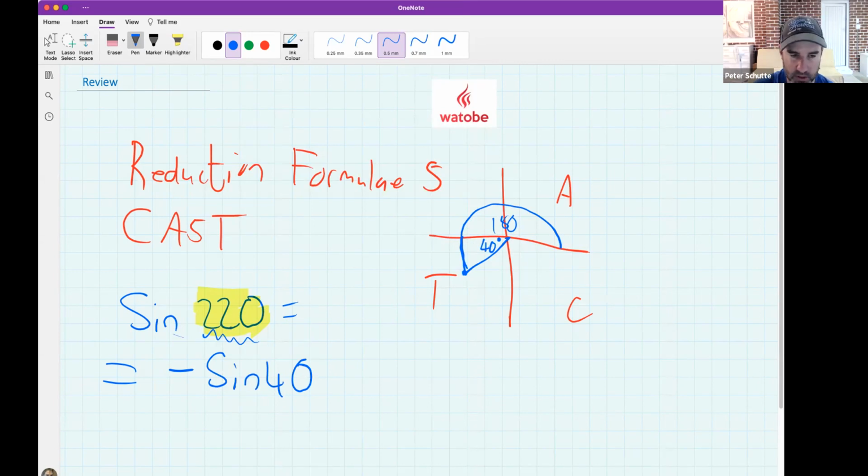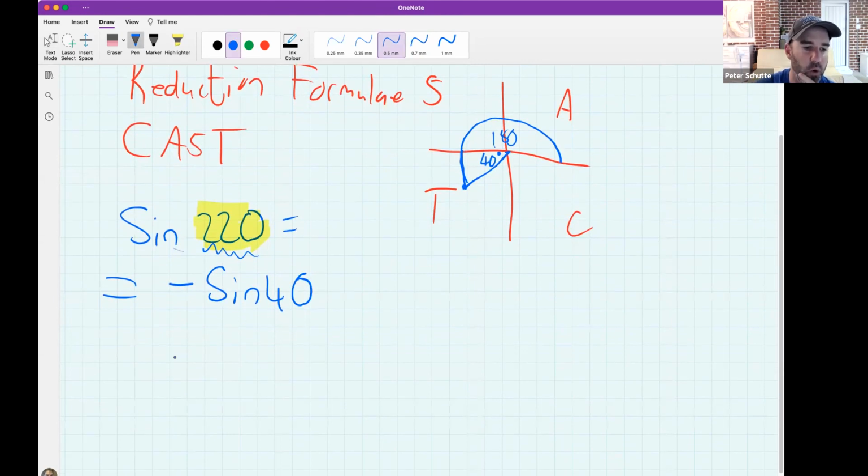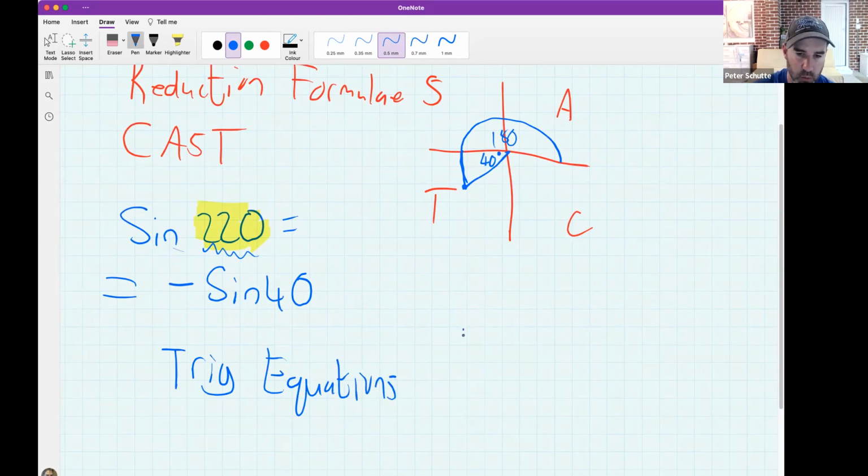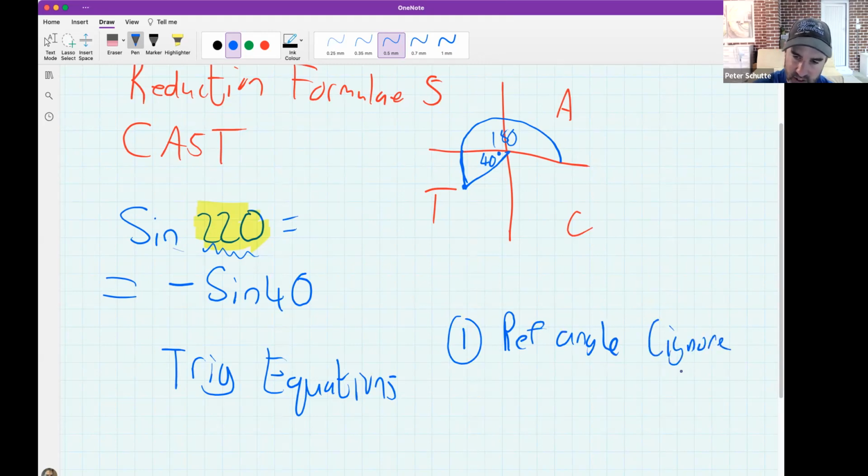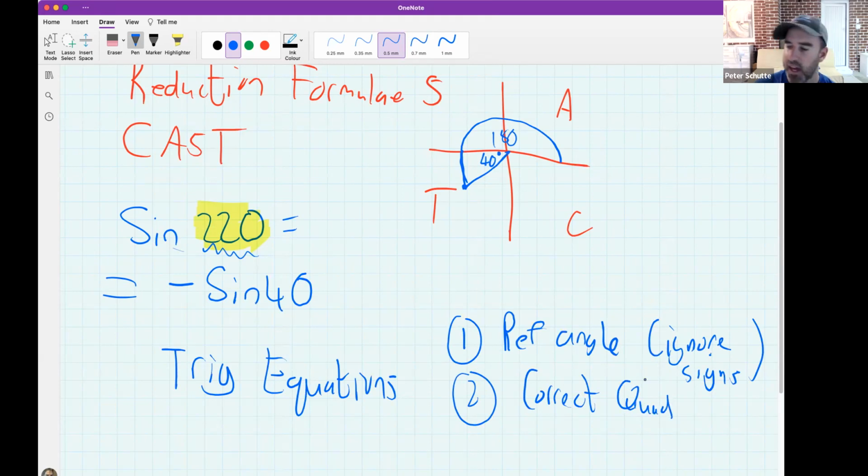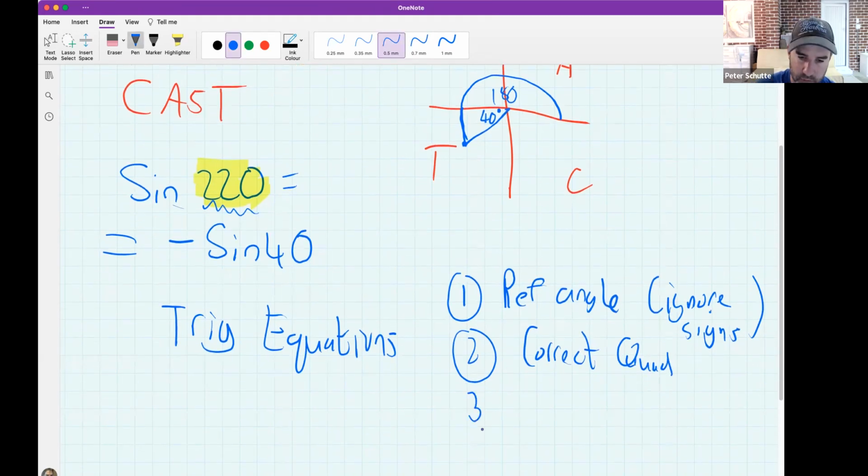Now, this idea also comes up in trig equations later, but that's one example of the reduction formula that we did. Then we dealt with what are called trig equations, which we're going to carry on with tonight. What we did with trig equations was realize that the first step is almost always the reference angle, which we calculate ignoring the signs. Then we look at the correct quadrants. And then the last step was to work out the answers.